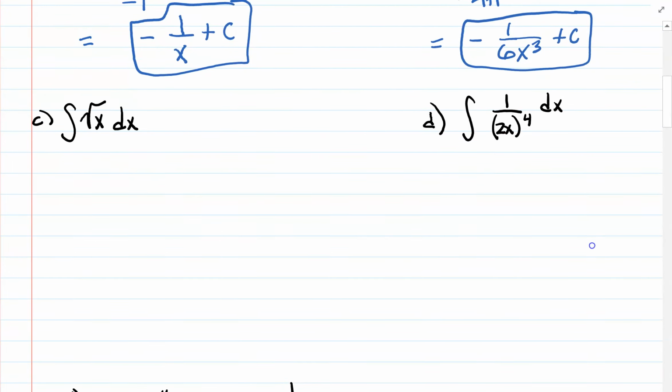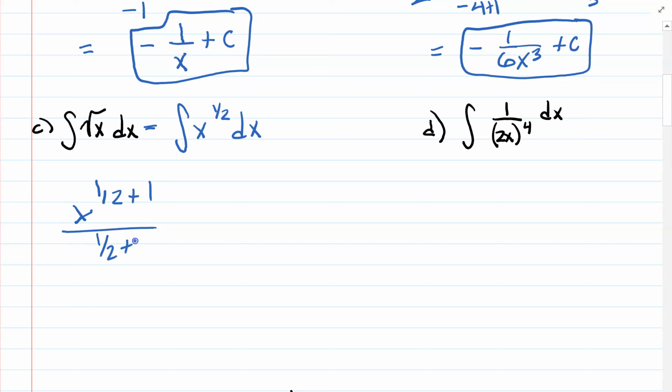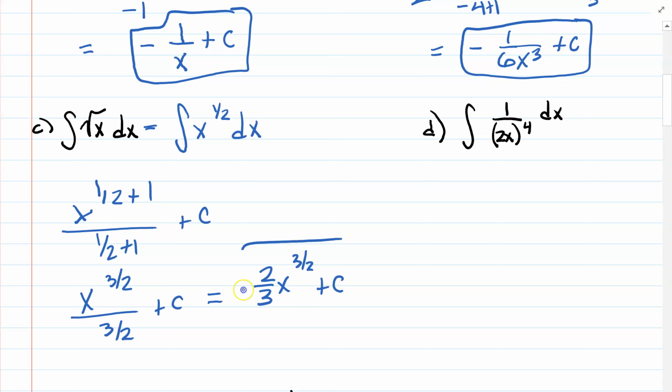Let's try examples C and D here. So before we do any calculus, again, I'm going to rewrite this as the integral of x to the 1/2 dx. And then I'm just going to use the power rule. That's going to give me x to the 1/2 plus 1 over 1/2 plus 1 plus c. Then I'm just going to clean this up. That's x to the 3/2 divided by 3/2 plus c. But we don't leave it like that. We write it as 2/3 x to the 3/2 plus c. Hopefully you see that when I'm dividing by 3/2, it's the same thing as multiplying by 2/3.